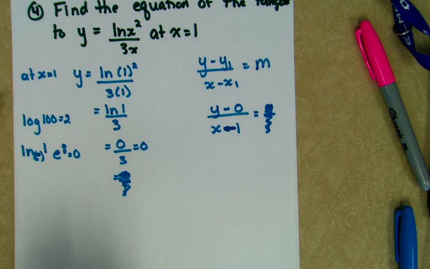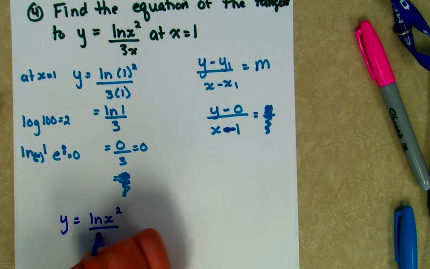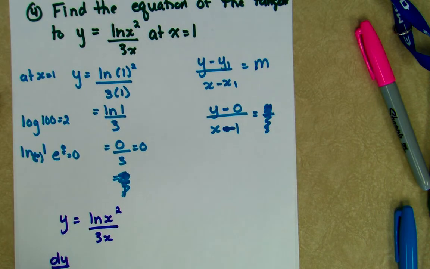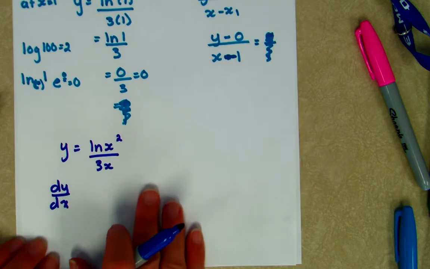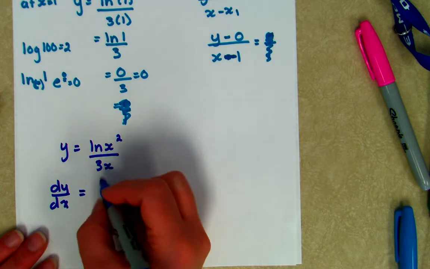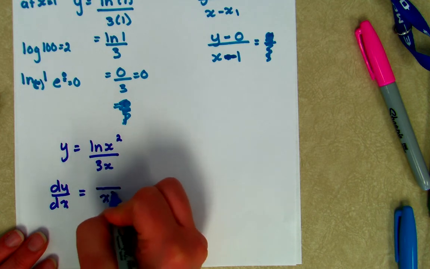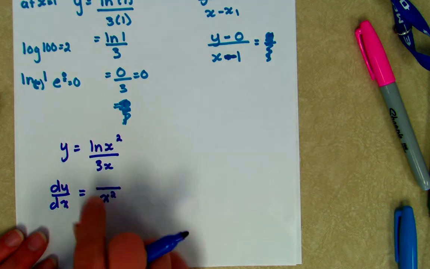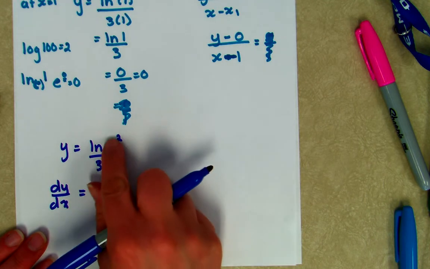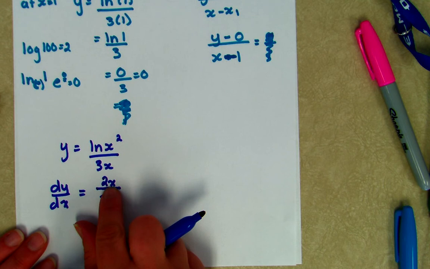Now I'm going to find my derivative. So y equals ln of x squared over 3x. So dy dx. I'm going to combine my knowledge of natural logarithms and quotient rule to do the derivative of the top. Well, because the top is a ln, I'm going to have 1 over x squared, and then on top I'm going to multiply by the derivative of what I'm taking the ln of. So in this case I'm taking the ln of x squared, so my derivative is 2x.